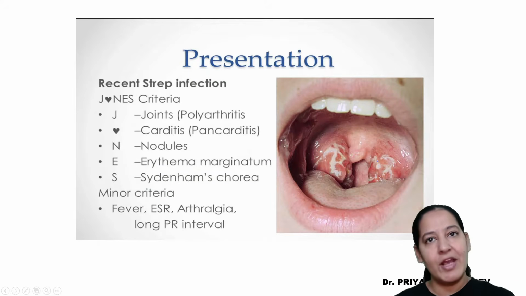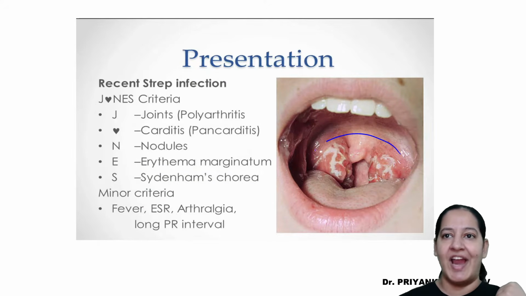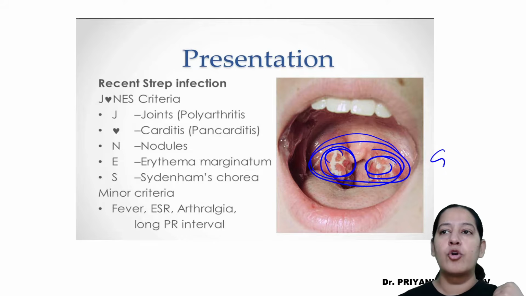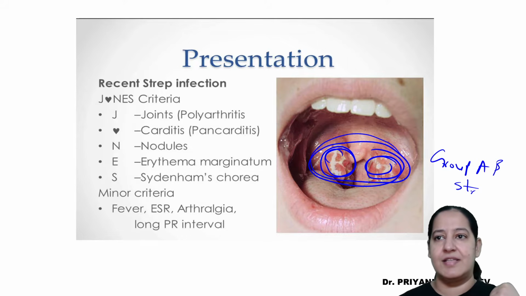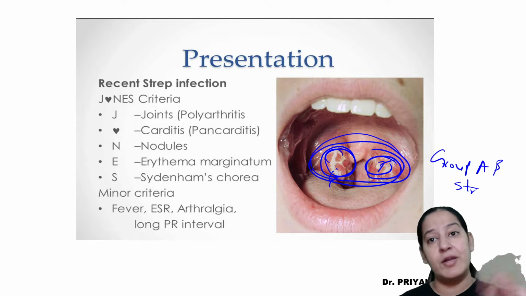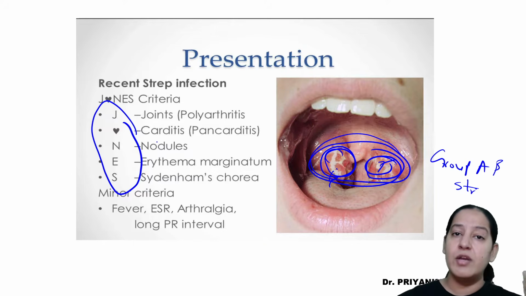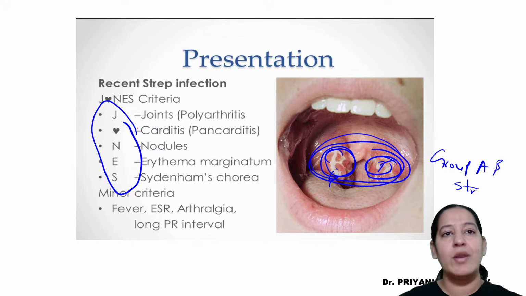If you want a mnemonic of it, the mnemonic is in front of you. See the child. This is the tonsils of the child. See inside the tonsils, pus is filled. It is the infection of group A beta streptococcus pharyngitis, and antibodies which are formed against these bacteria are cross-reacting with the 5 organs, causing these 5 criteria. So the mnemonic is Jones only. The mnemonic is Jones.